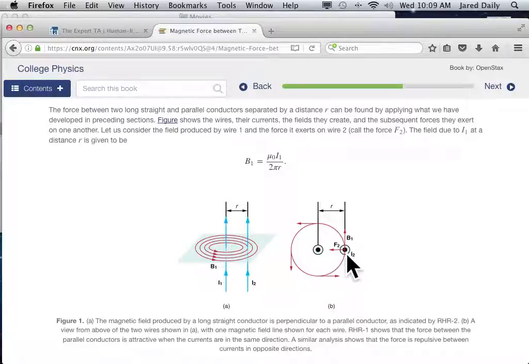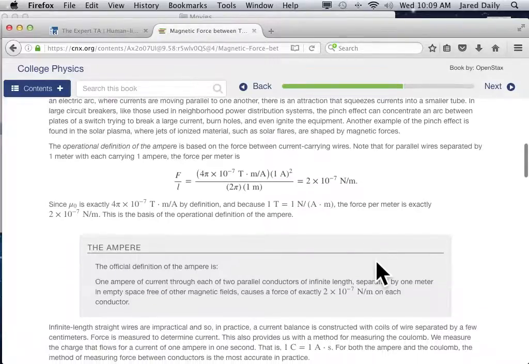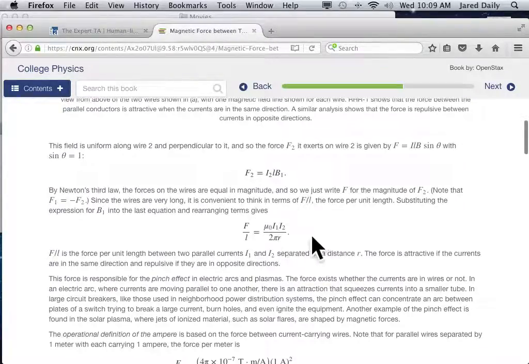Well, if you do the same thing for the other wire and figure out what the force is on the wire on the left, the first wire, you'll find the force also going towards the other wire. So these wires will actually attract each other if the current is going in the same direction. And you can calculate that force using this equation. The force per unit length is going to be mu naught times the first wire's current times the second wire's current divided by 2 pi r. So that's the force per unit length between the two wires.